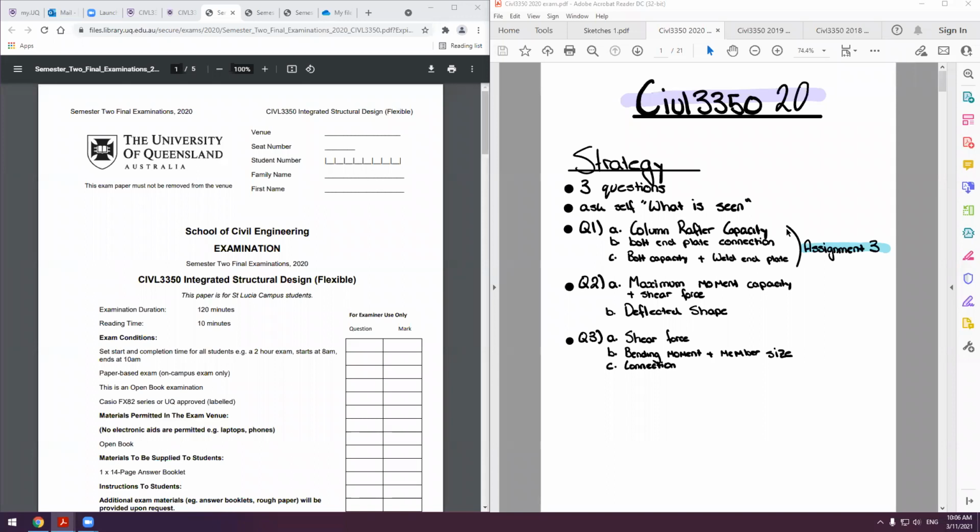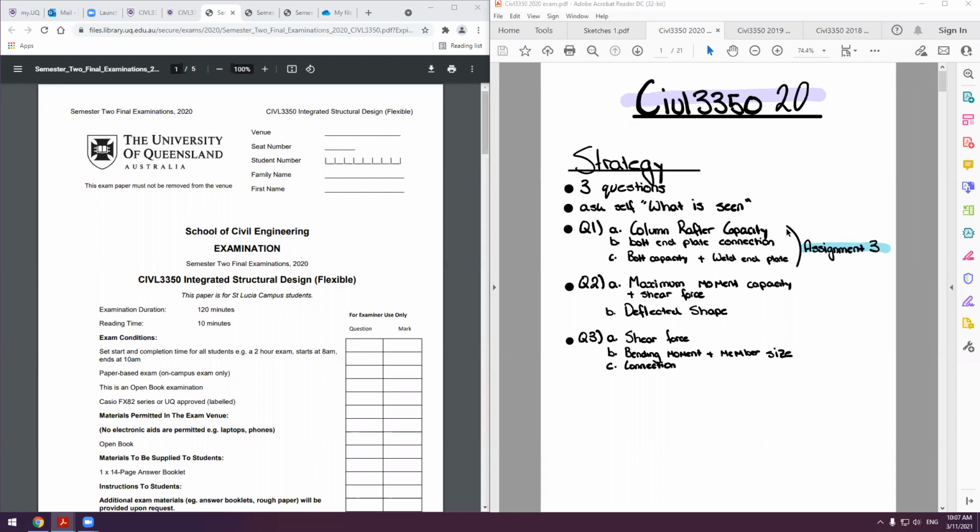It's the same process. So your first question is going to be a column rafter question. So that's going to be a basic portal frame design from assignment 3. And then you have an end plate connection picture, pretty much the same thing every semester. And then a bulk capacity and welded end plate connection design. It's simplified from what you would have done in steel design with Kitty and Mullock, pretty much because you don't have that much time in this exam.